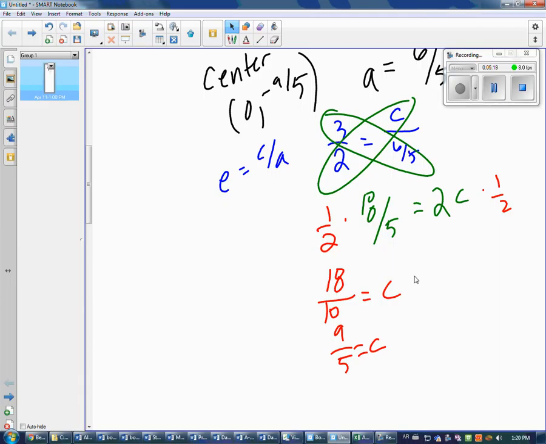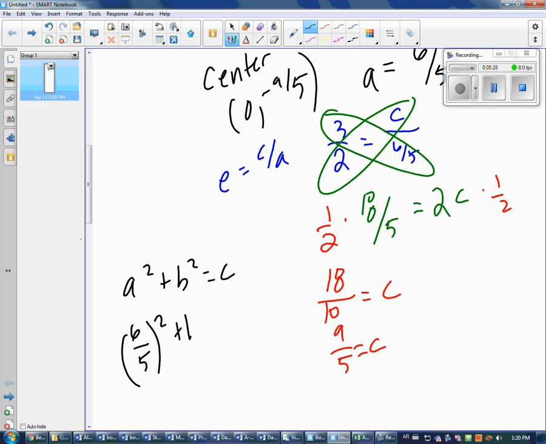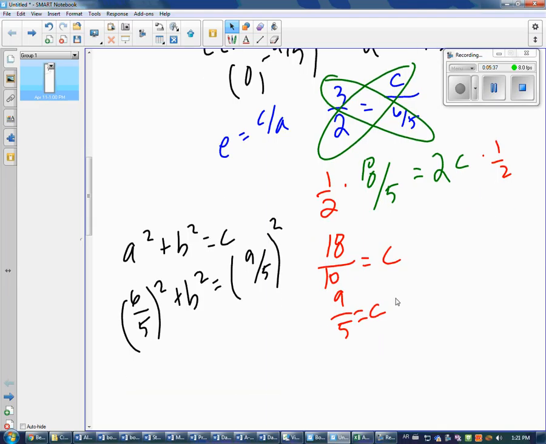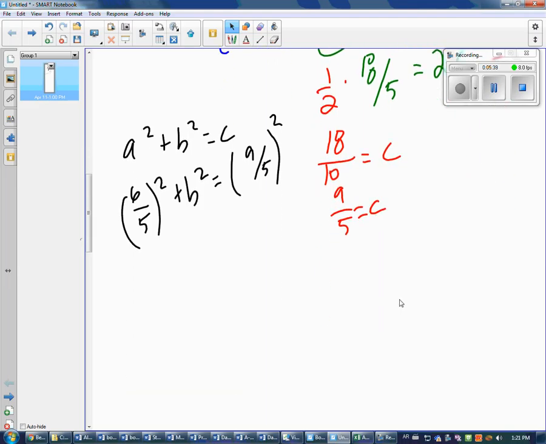This is a hyperbola. So the equation to solve for B is A squared plus B squared equals C squared. A was 6/5. And C, we just figured out, is 9/5. When you square fractions, you square both the numerator and the denominator.